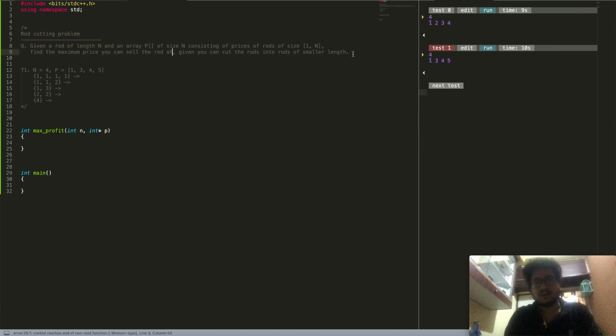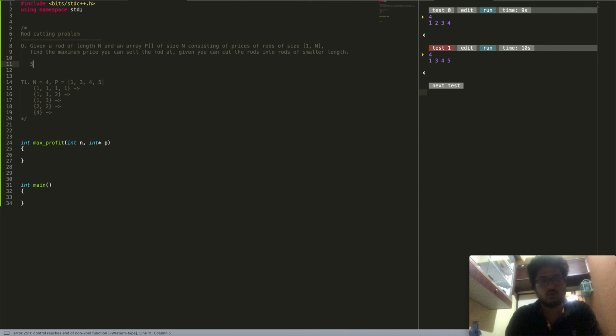Alright, so for example, let's say initially you were given a rod of length 5, you are allowed to cut it down into rods of length, let's say 3 and 2, such that their total sum is still equal to 5. And another way to cut a rod of length 5 will be into rods of length 2, 1 and 1. So now I hope that the problem statement is crystal clear.